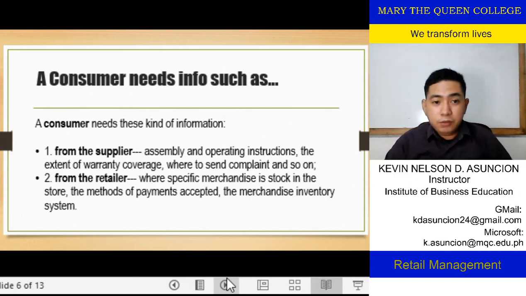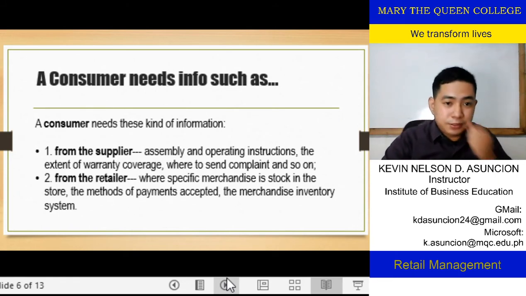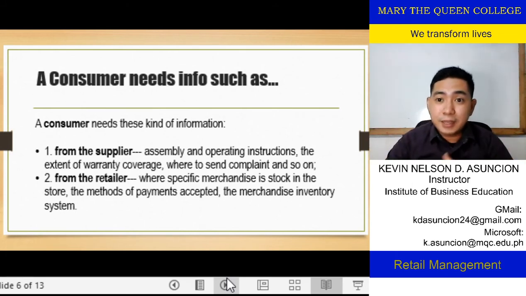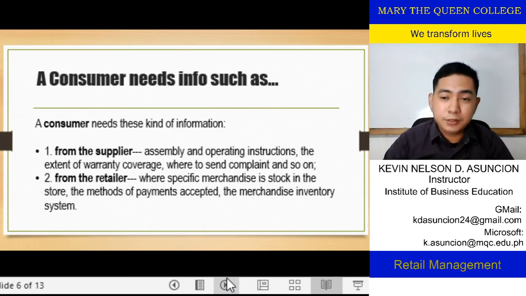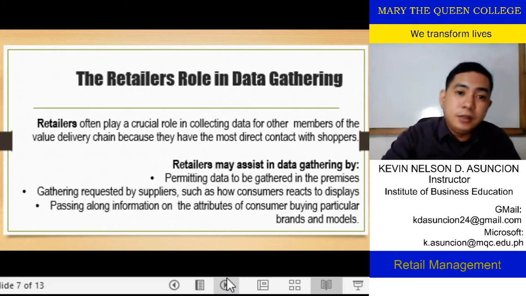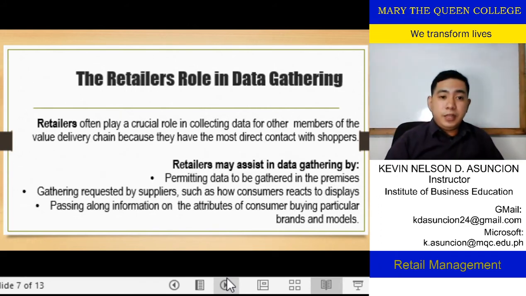No? So what do they need to know about the retailer naman? Whether specific merchandise is in stock in the store, methods of payment accepted, merchandise inventory system, delivery system. So that's outside the product na, no. Simula prelims, I've got to tell you that it's outside of the product, no. So it's the retailer's responsibility na yon. Okay? So, what's the retailer's role in data gathering?